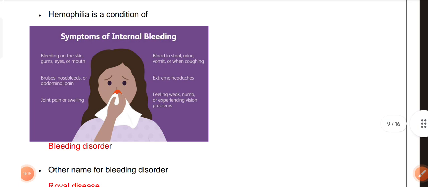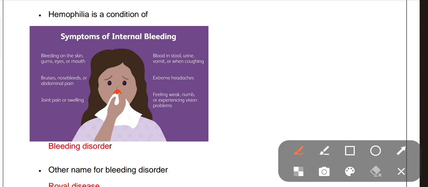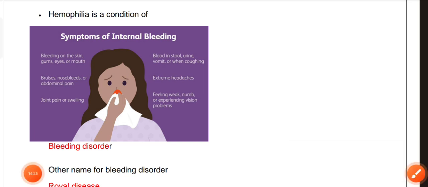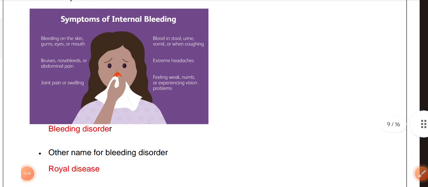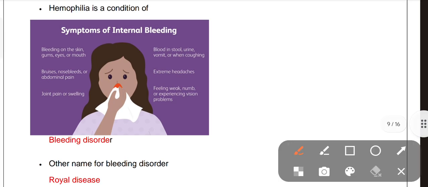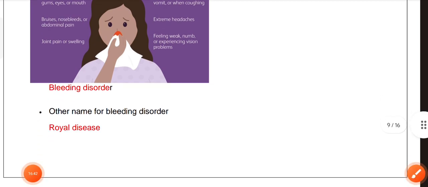And the next point is hemophilia is a condition of. So what is the meaning of hemophilia? Hemophilia is nothing but a bleeding disorder. So bleeding from the eyes, mouth, nose, gums, and joint pain, swelling. All these symptoms we can see in the bleeding disorder, that is hemophilia.